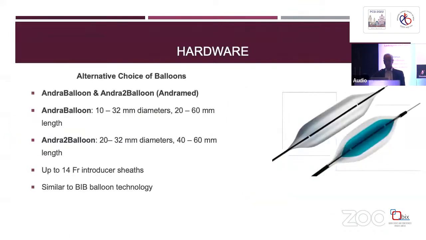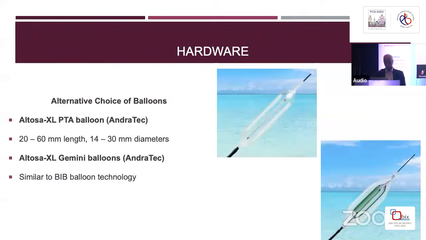There are other alternatives available, such as from AndraMed. They have the Andra balloon, which is a single balloon going from 10 to 32 millimeter diameter. It's a non-compliant one. The lengths are 20 to 60 millimeters. And then the Andra 2 balloon, which is similar to a BIB balloon technology, which is from 20 to 32 millimeter diameter and 40 to 60 millimeter lengths. And again, require 14 French introducer sheath.